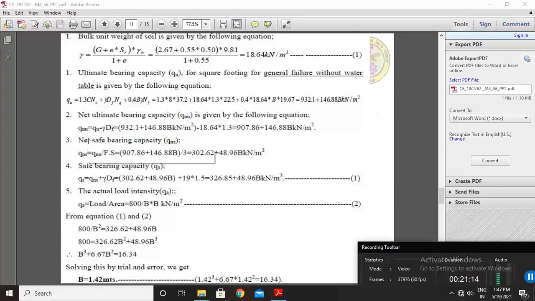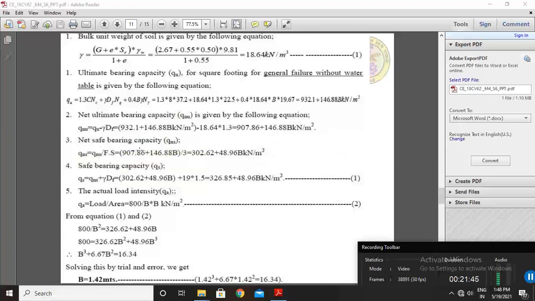Next step, we calculate net ultimate bearing capacity, given by the following equation, that is qnu equal to qu minus gamma into Df. So here substitute the values in this relation. Here qu is these parameters, minus gamma is 18.64, depth of the footing is 1.3. Finally we get the value in terms of B in kilonewton per meter square.